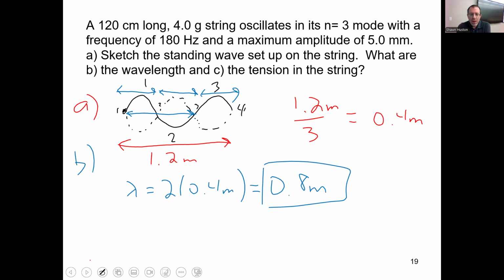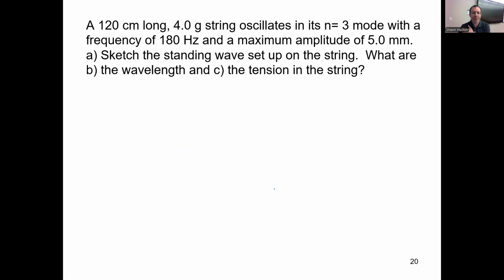Part C says we're supposed to calculate the tension in the string. For this, we're going to have to think of a tool from an earlier chapter. But first I'm going to give us a little bit of clean room here. We have figured out that the wavelength is 0.8 meters. We are given that the frequency of these waves is 180 hertz.